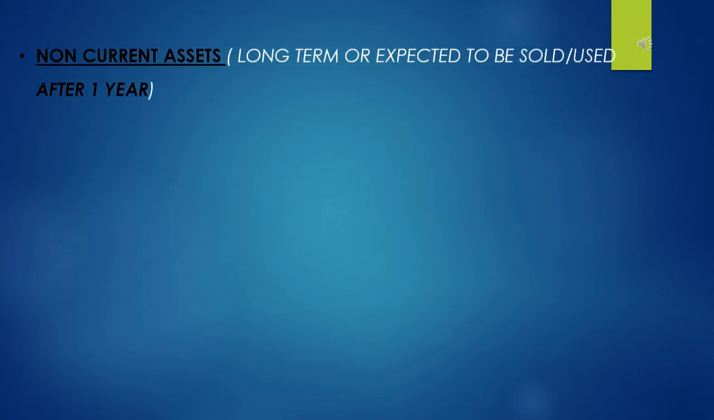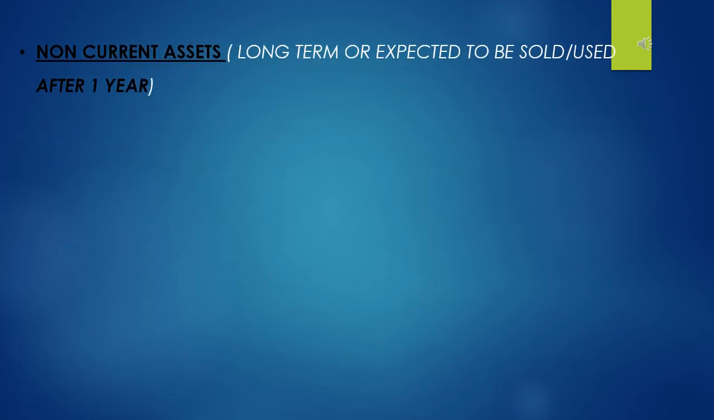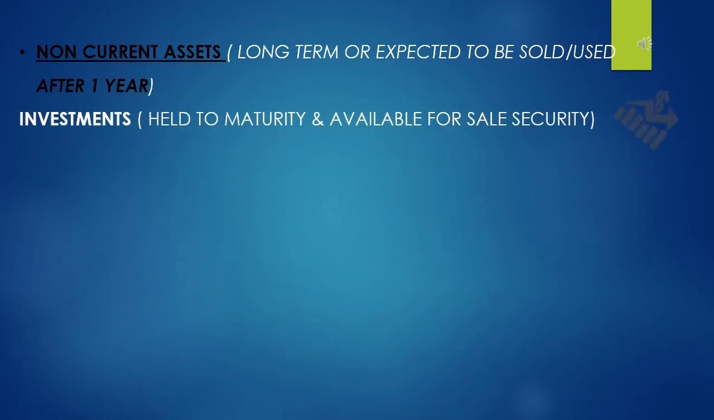Non-current assets are long-term or expected to be sold or used after 1 year, such as investments. Investments is the process of buying a security. What's a security? It's an ownership in a publicly traded corporation. You could be a creditor with a governmental body or a corporation. What does that mean? That means that you're basically lending money to the government or to a corporation in return for a profit or a certain profit.